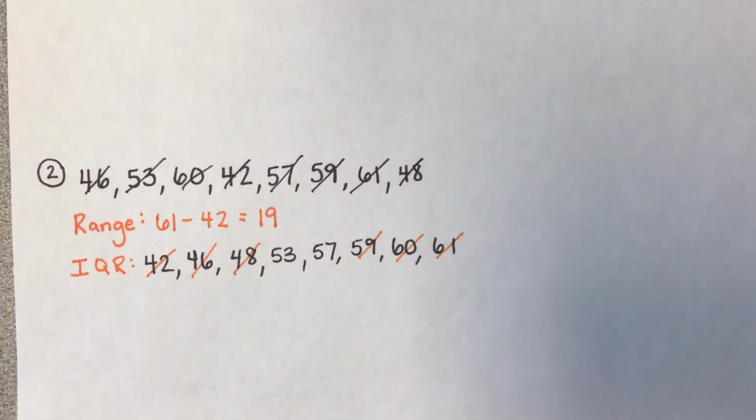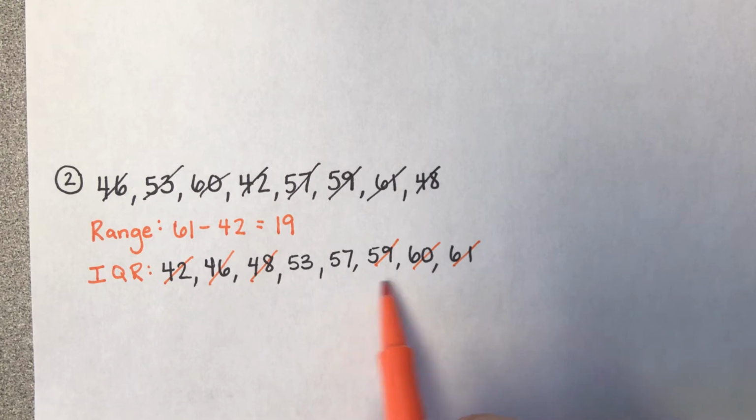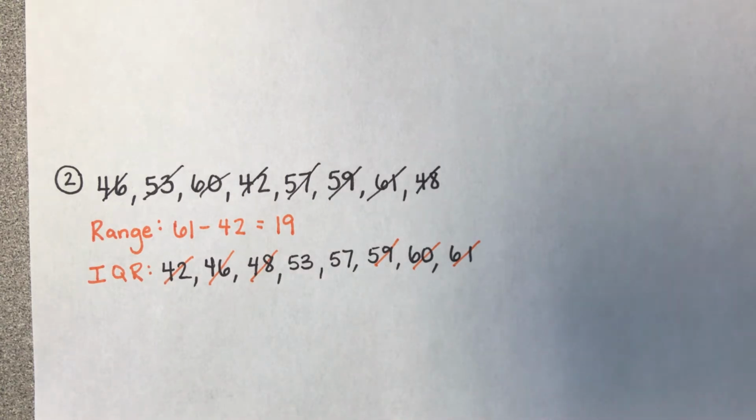All right, I've got to stop now, because if I were to cross off this 53, I'd have 4 crossed off here, but only 3 on this side. And remember, it has to stay even. Okay, so remember, when we found median, you're finding that number in the middle. So if I have 2 numbers left, I'm going to add those 2 together, and I'm going to find the number in the middle of them.